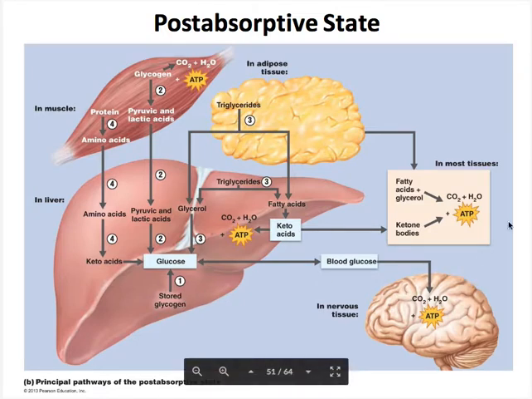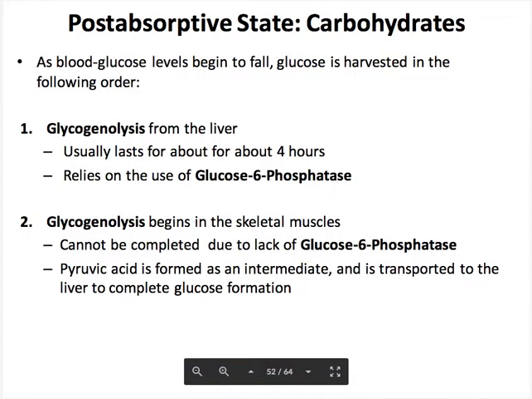And as we saw a little earlier here in the PowerPoint, glycogen is going to be stored primarily in the liver. We also found that it was stored in the skeletal muscles, but as we're going to see over here, we're not going to harvest glycogen from the skeletal muscles right off the bat. So first things first, glycogenolysis is the process by which we break down glycogen. If you recall, glycogenesis was how we stored it. And this is going to rely on an enzyme known as glucose-6-phosphatase.